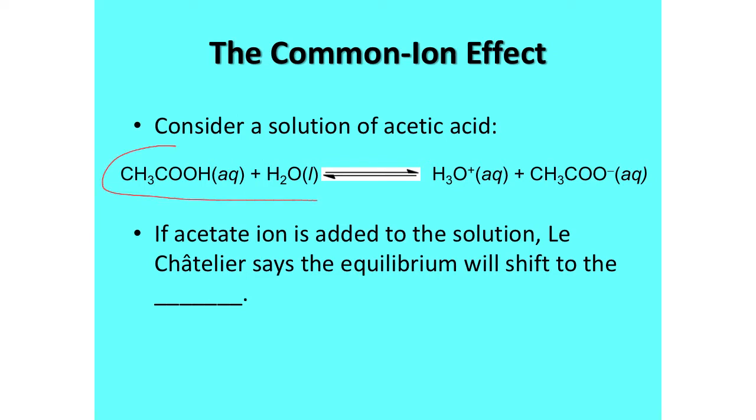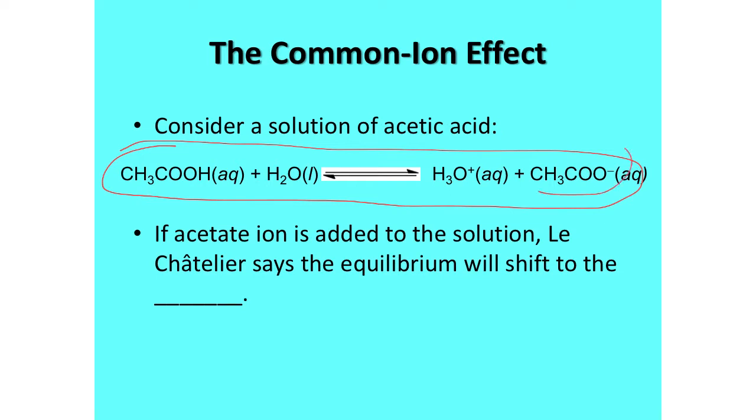So here's our reaction. We have acetic acid plus water ionizes to make the hydronium ion and the acetate ion. So if we add something like sodium acetate, that would ionize into the sodium ion, which would have no impact whatsoever on the equilibrium, and the acetate ion, which certainly would affect the equilibrium.